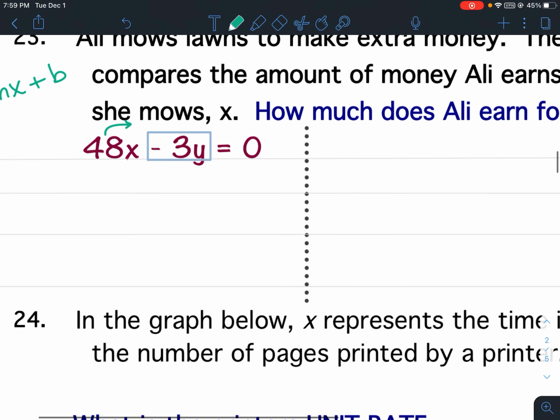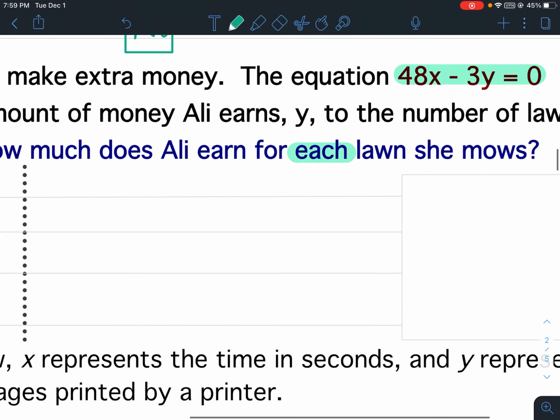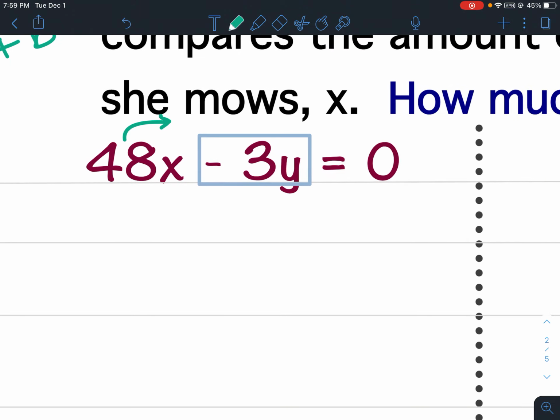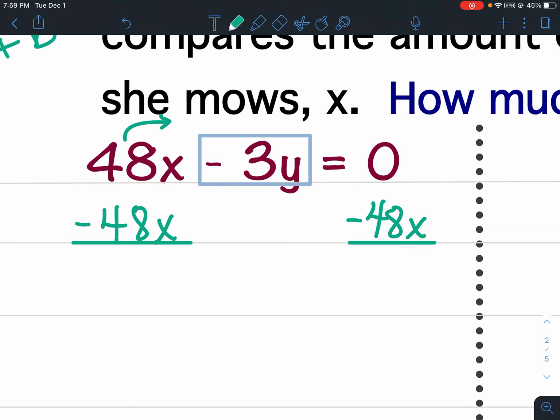So I went ahead and I copied down the equation that's up here. I boxed my y term because I want to isolate the y. And the first step I'm going to do is take the 48x to the other side. Well, if I want to change sides, I need to use the inverse operation. So the opposite of positive 48 is negative 48. So I'm going to subtract 48x from both sides.